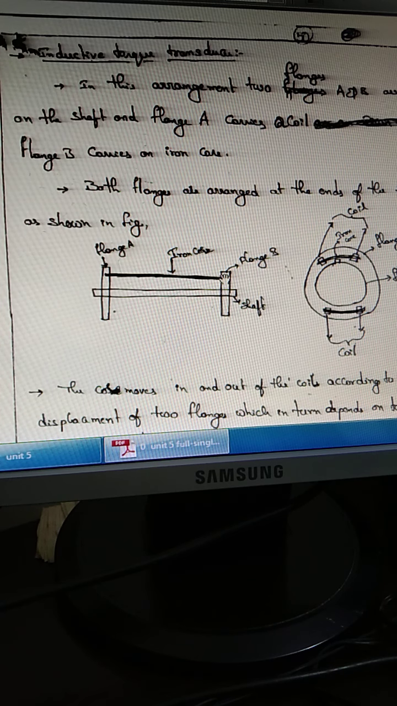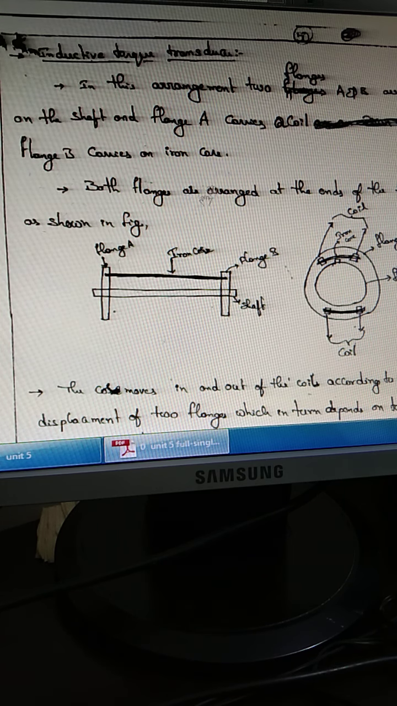Flange A will have a coil inside it, and flange B will have an iron core rod. Iron core will be there like this. This is the iron core, which, if the flange is rotated, this iron core will move inside the coil. This iron core will move inside the coil of flange A.